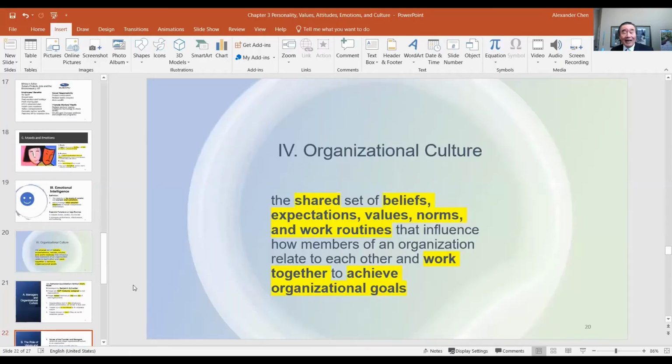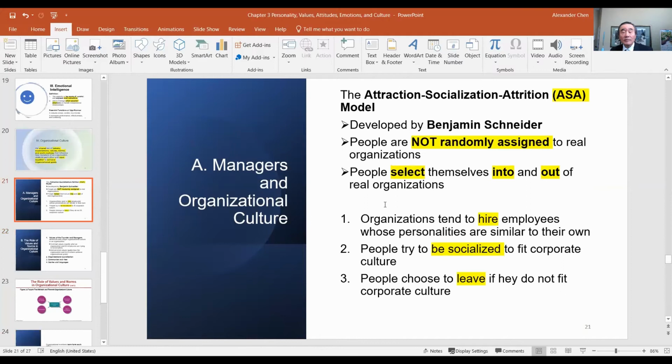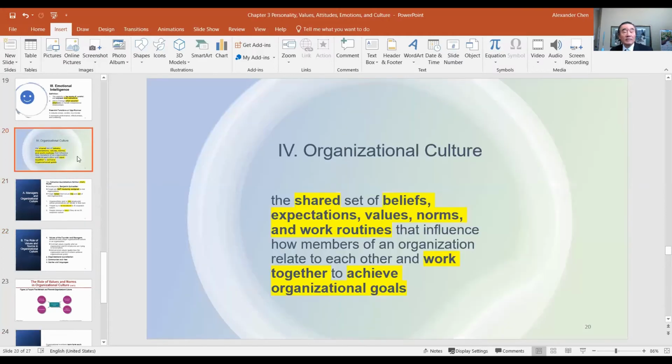So let's take a look at corporate culture. First of all, what is corporate culture? Of course, we are talking about shared values for the entire organization: a shared set of beliefs, expectations, and values across the entire company to work together to achieve the organization's goal. So we always share something, we do things similarly, so we can work together to achieve the company goal.